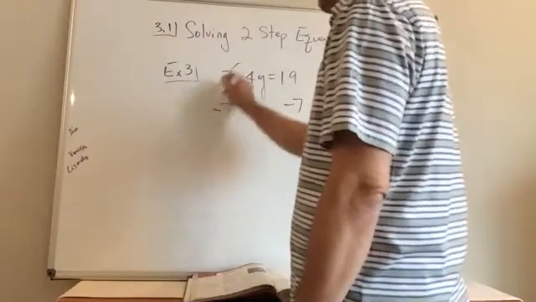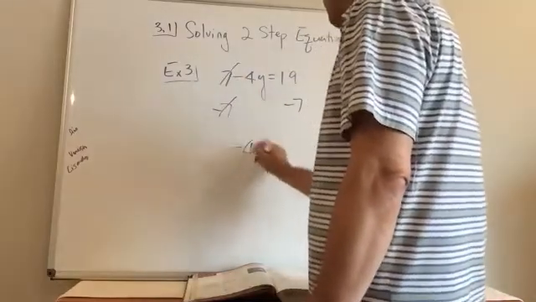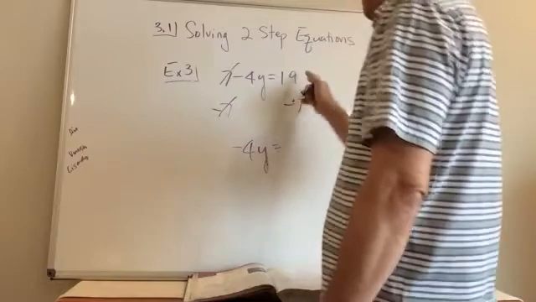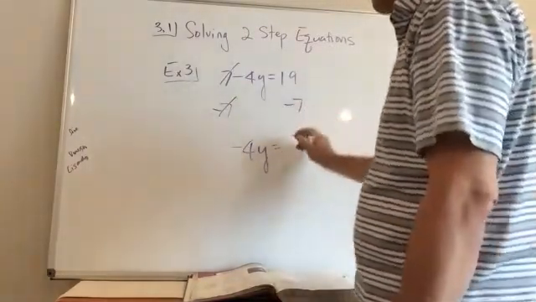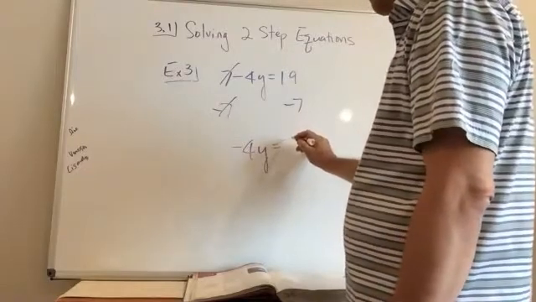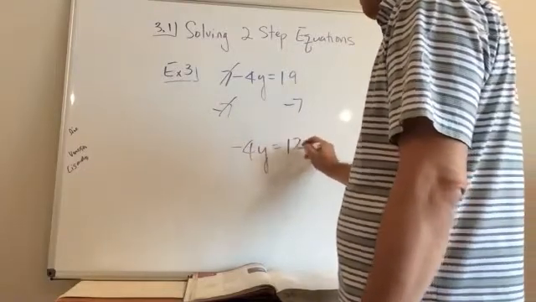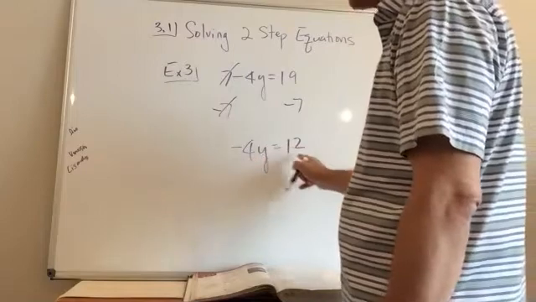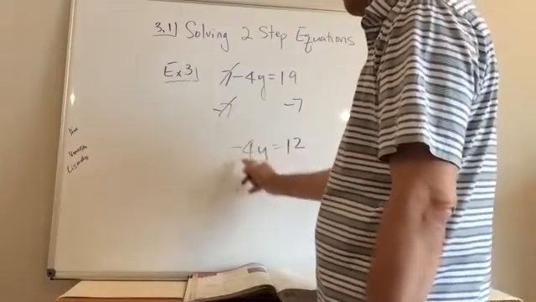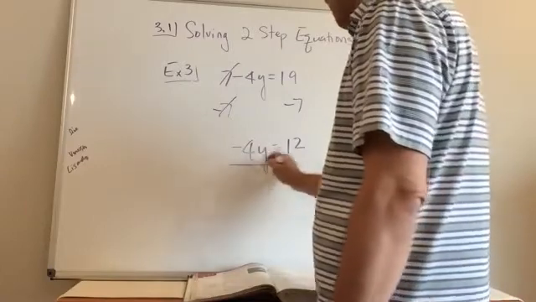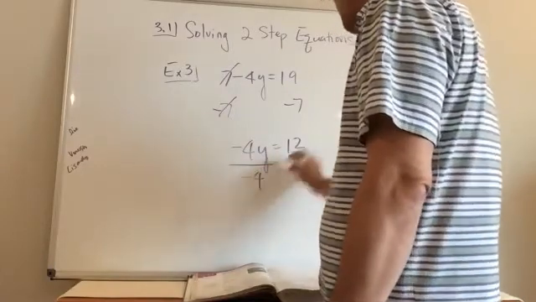So the 7's cancel out. I have negative 4y. Then I have 19 minus 7. Logan, what is 19 minus 7? 12. Okay, so now I have negative 4y is equal to 12. Well, how am I going to get rid of the negative 4 here? Divide by negative 4, exactly.